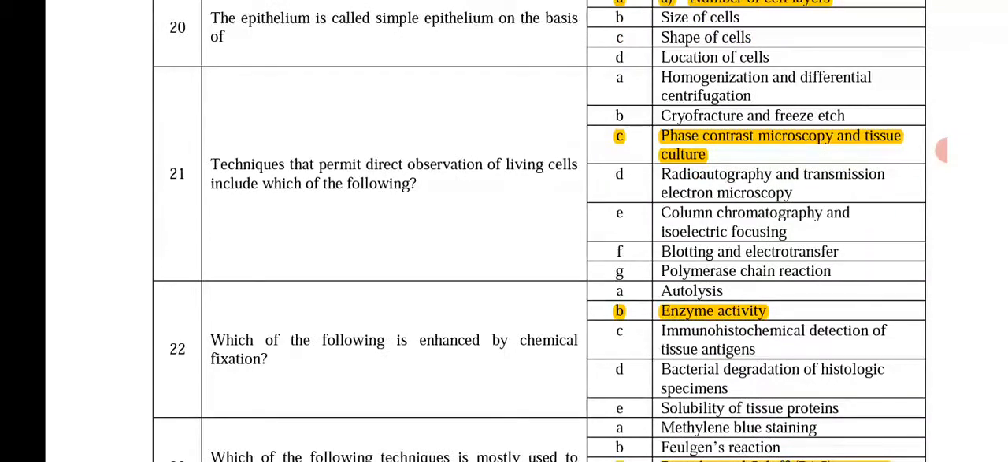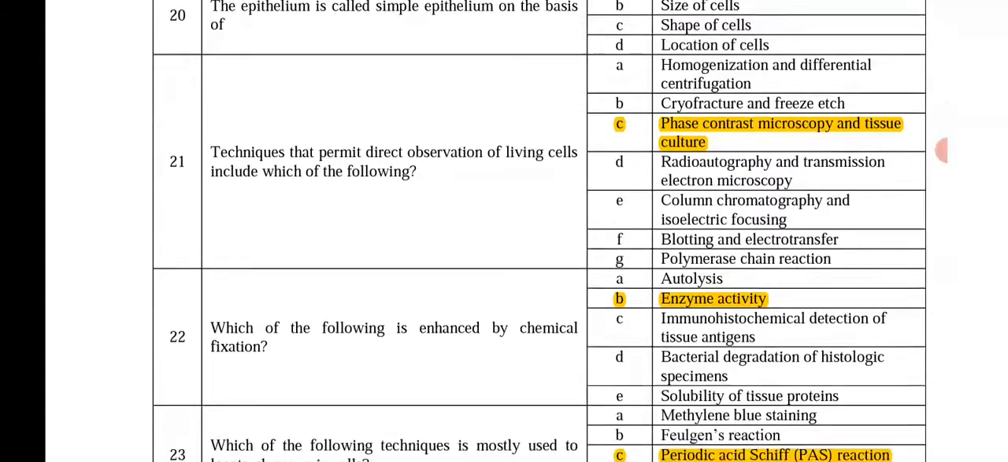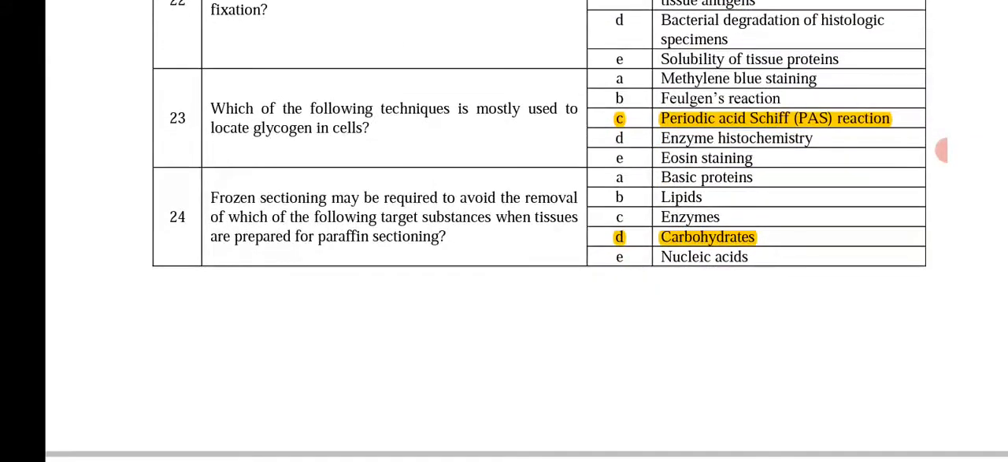Techniques that permit direct observation of living cells, including which of the following: phase contrast microscopy and tissue culture. Which of the following is enhanced by chemical fixation enzyme activity? Which of the following techniques is mostly used to locate glycogen in cells? Periodic acid Schiff reaction. Frozen sectioning may be required to avoid the removal of which of the following target substances when tissues are prepared for paraffin sectioning?